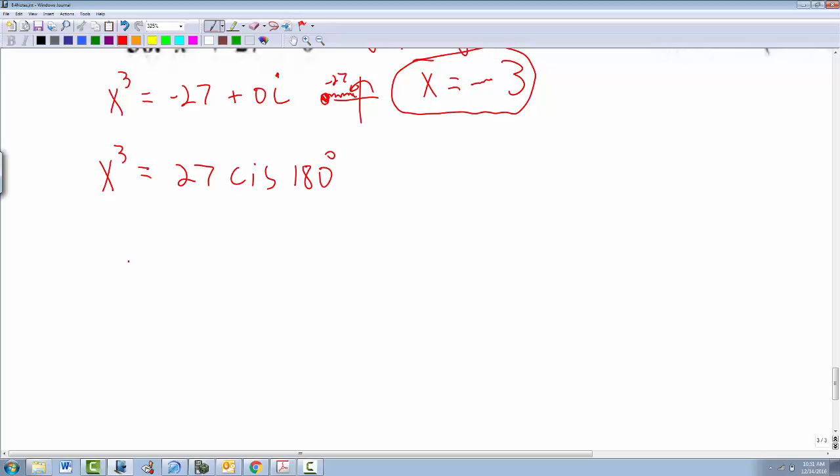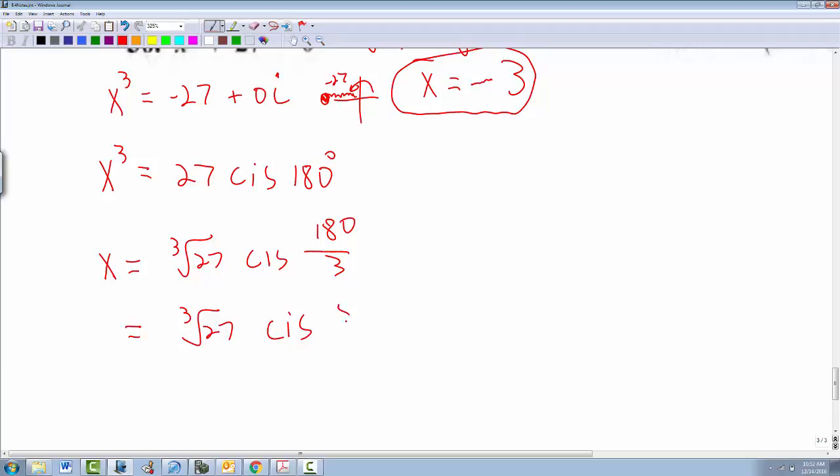And now for me to do the cube roots of this, to actually solve for this, I know there are 3 answers. The first answer for x is the cube root of 27 cis, what do I do to 180? Nope, not yet. What do I do to 180 first? Divide by 3. Then the next answer is the cube root of 27 cis. Now what do I do to 180? Add 360 and then what? Divide by 3. 180 plus 360 is 540.